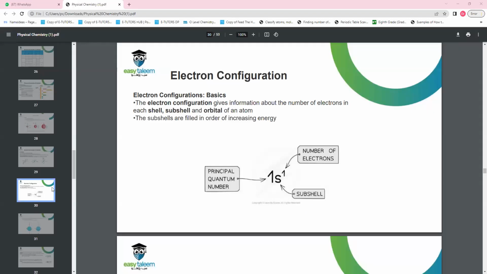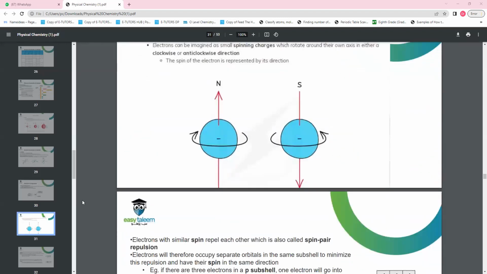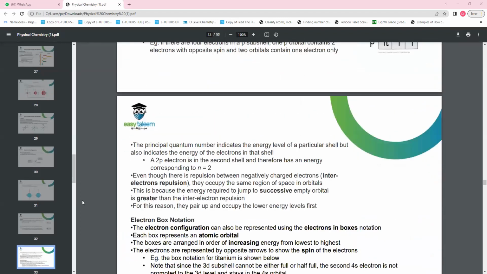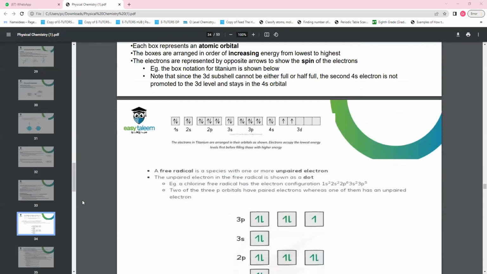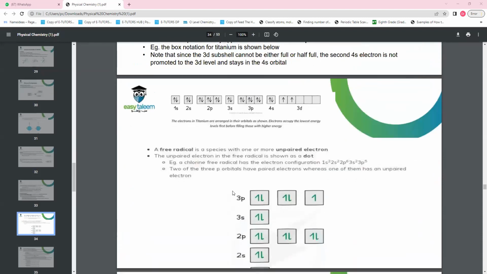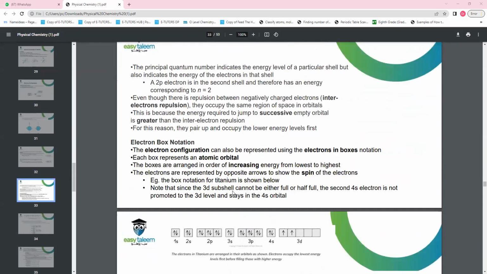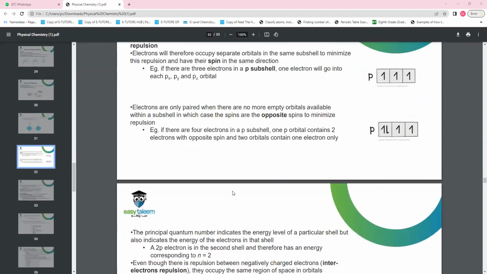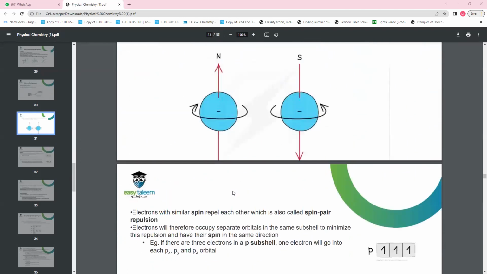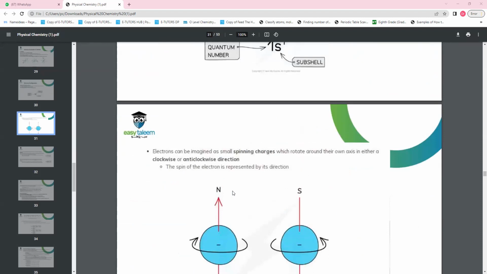Okay, we have done the electronic configuration. We are coming towards another topic, which is free radical. We are going to cover free radical right now. This theory you have to cover by yourself, all of those theories according to these slides.